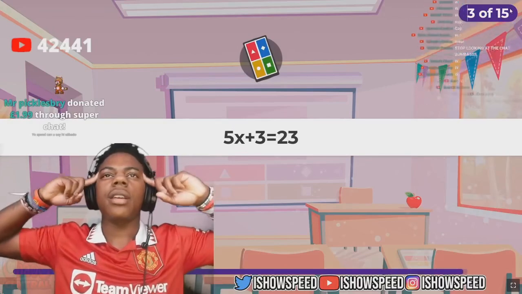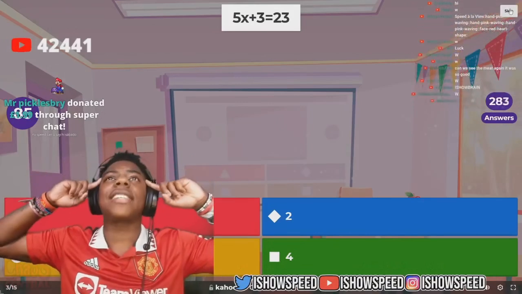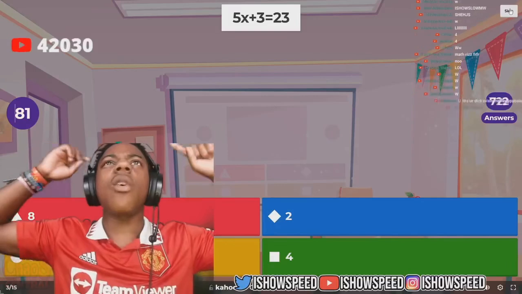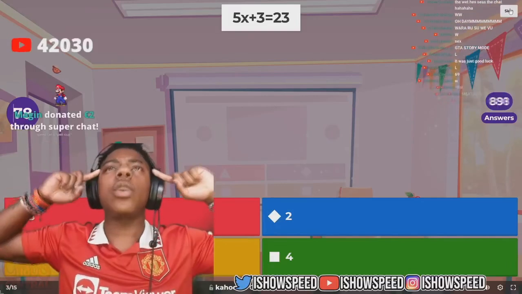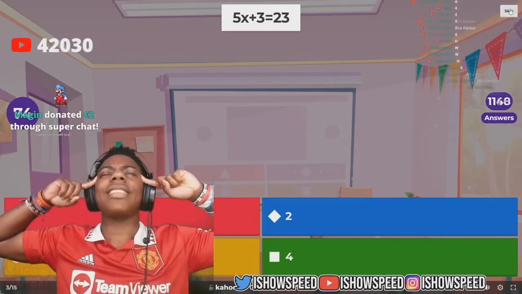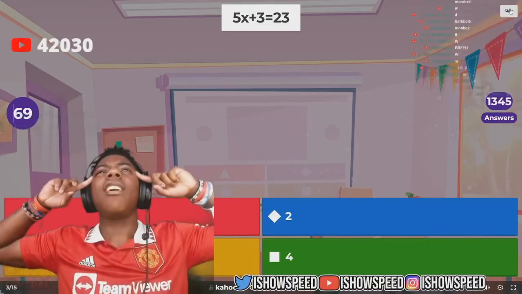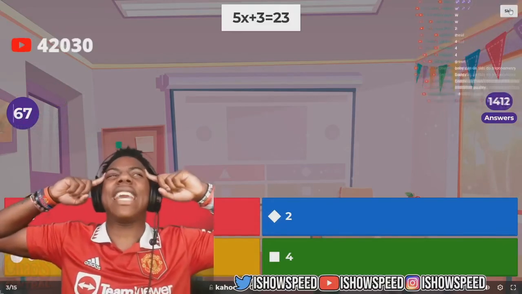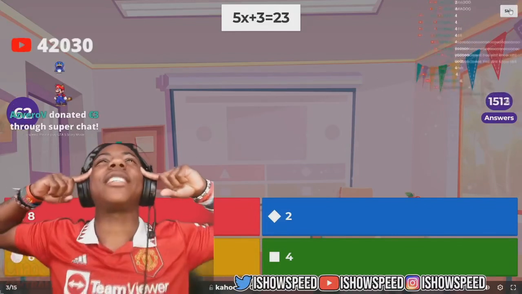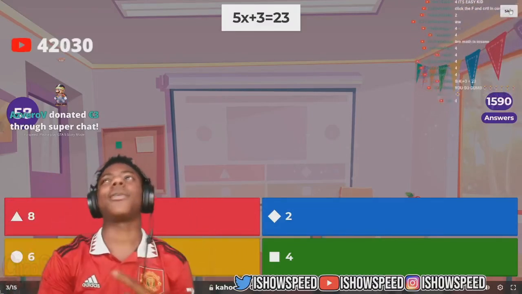5x plus 3. So what you have to do is minus 5x on both. No, you have to divide 5x on each side. 5 divided by 5 is 1. Cancel that out. Now it's x plus 3 equals 23 divided by 5, which is 4.3. 4.3 plus 3 equals 8. But you have to divide by 2, so that makes it 4. So 4 has to be the answer right there.